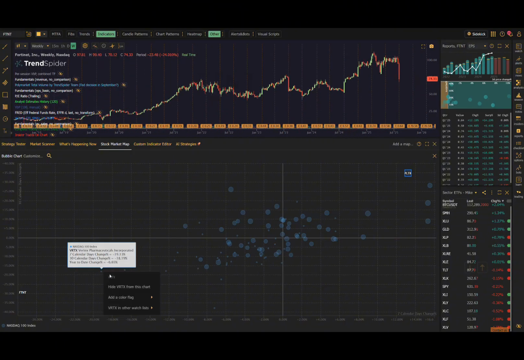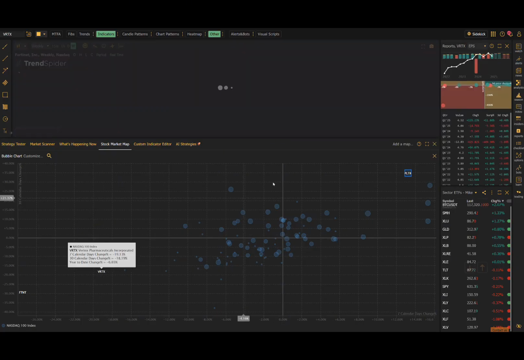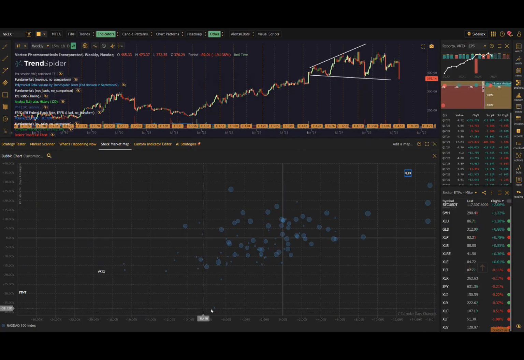What else do we got here? VRTX. Let's see. So this one's also not doing good. So again, you can look at any index, the entire NASDAQ, your watch list. If you guys have a watch list that you use, as you can see, APP is over here.